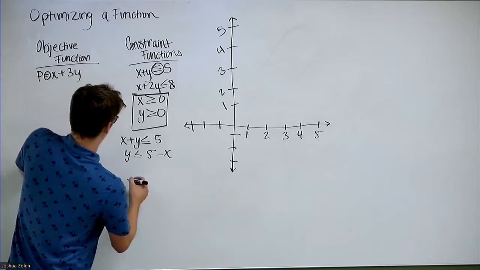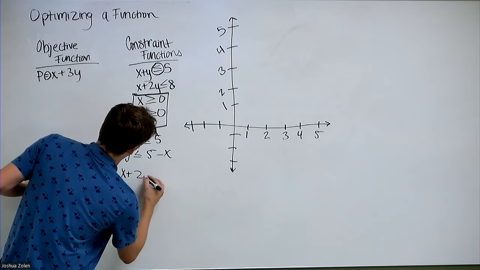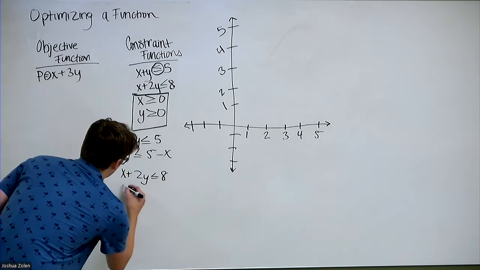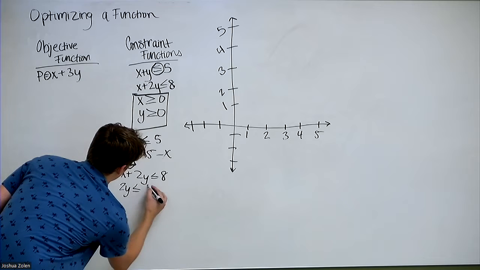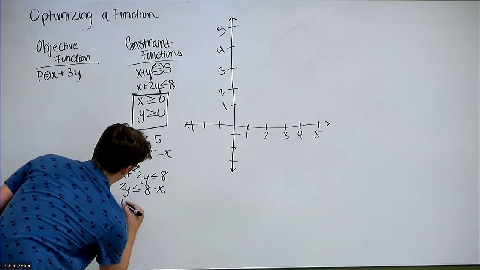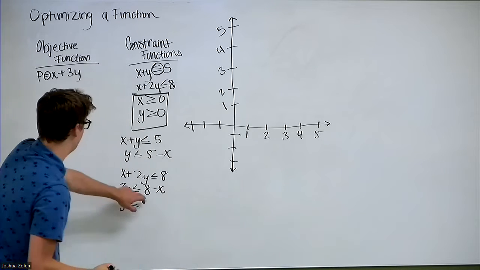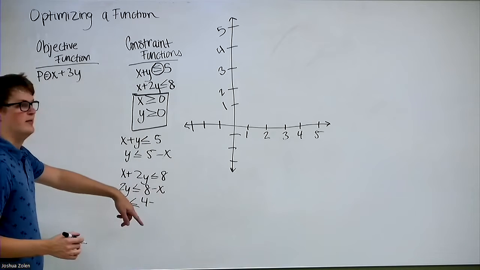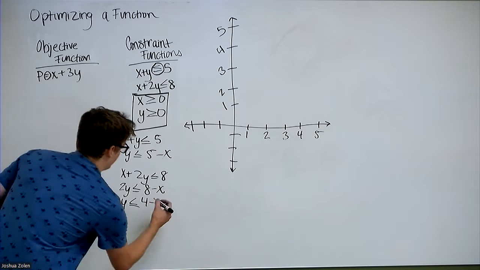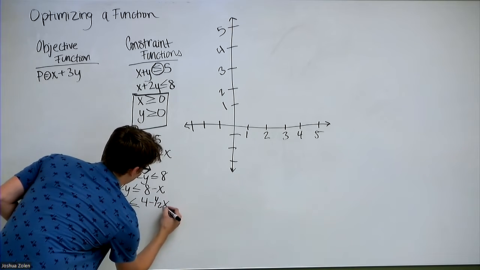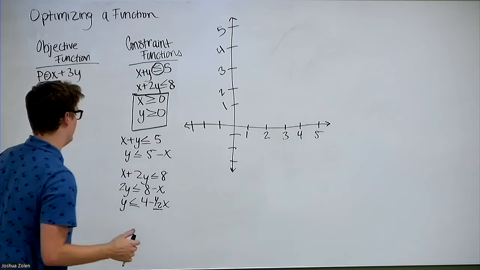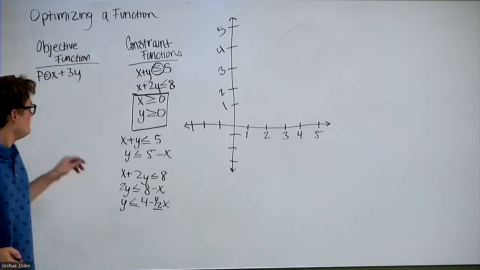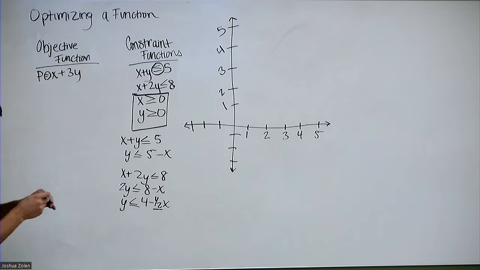And then our second one, we have x plus 2y is less than or equal to 8. If we subtract x, we have 2y is less than or equal to 8 minus x, then divide by 2. We have 8 divided by 2 is 4. And then x divided by 2, we're going to do minus 1/2 x so that we can see our slope factor. So we have a negative 1/2 as our slope for this function. Okay, so now we just need to graph them.